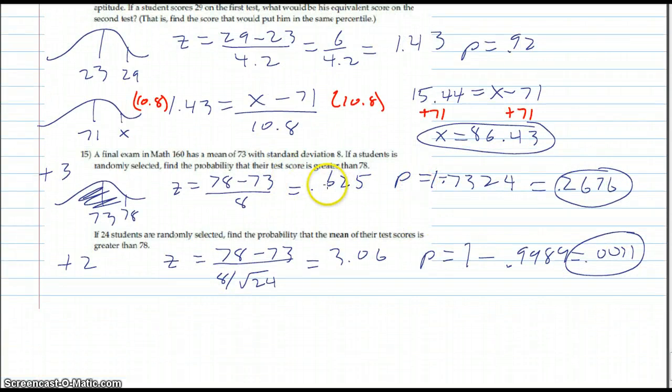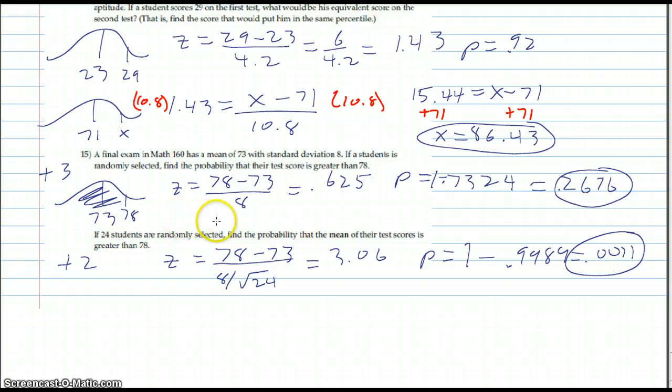And the last one, it's pretty much straightforward. Find the probability that their test score is greater than 78. Actually, that should be shaded the other way. So the z is right there. It's 0.625 standard deviations. You look that up. Find the area to the right, which is 1 minus that. So it's 1 minus this 0.7324. So it's about a 26% chance that they'll do better than 78.